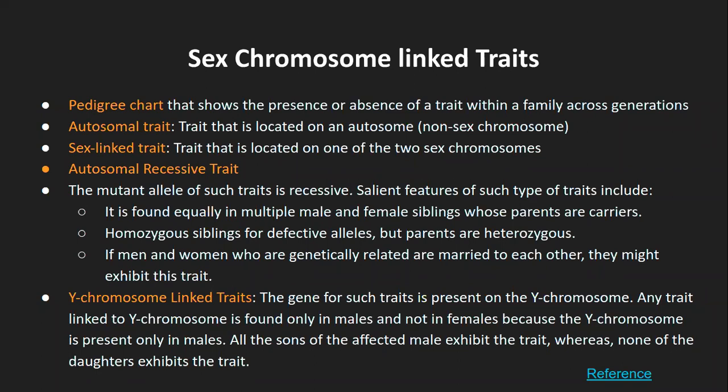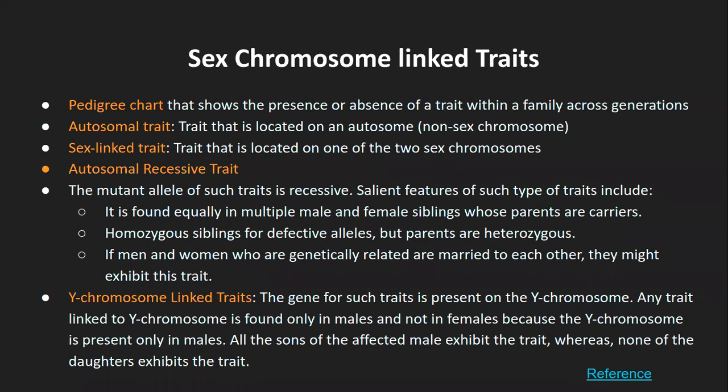Homozygous siblings for defective alleles, but parents are heterozygous. This means that if a mutated allele which is recessive is present in the siblings as homozygous, their parents are heterozygous, that means the parents had one good copy of the allele and one mutated copy, and if the children get the mutated copy from both the parents, then homozygous siblings for the defective alleles are formed.